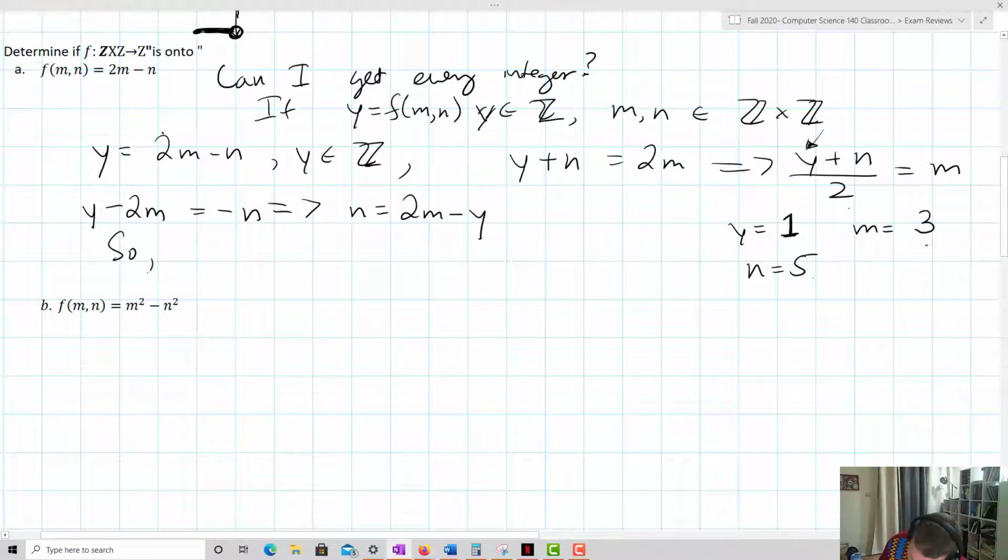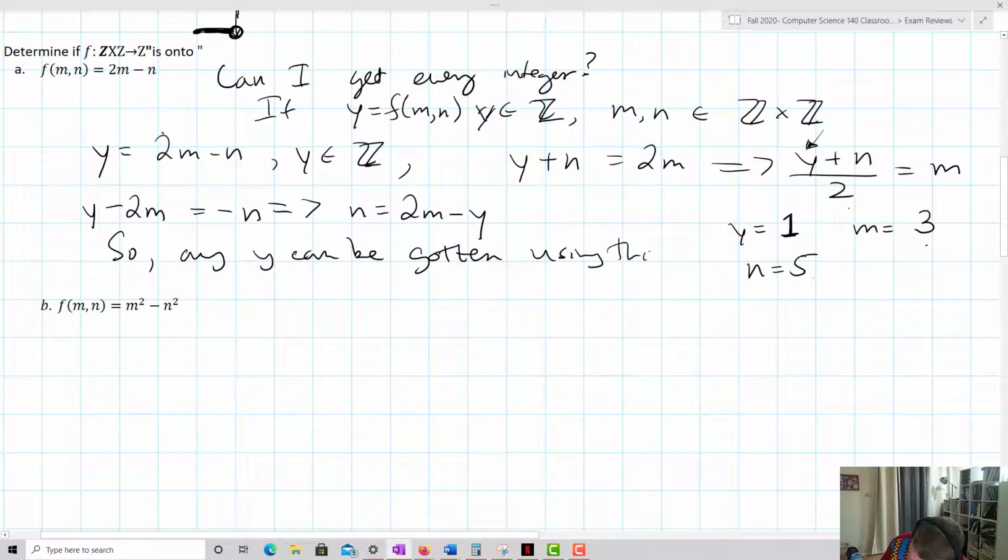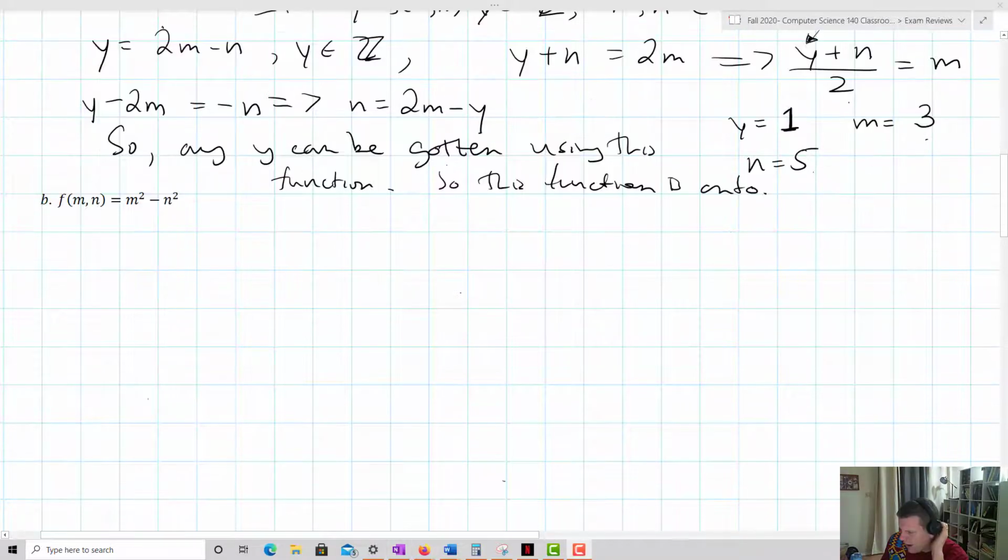So any y can be gotten using this function. So that means that this function is in fact onto. The function f(m, n) equal to m squared minus n squared, is that onto?